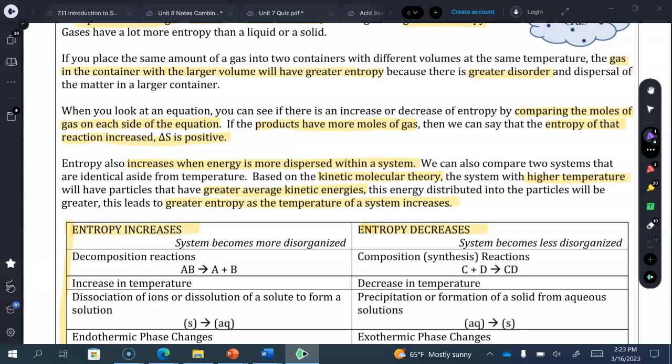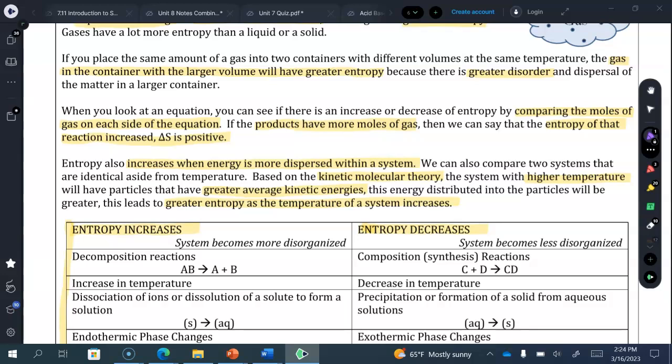When you look at an equation, you can see if there's an increase or decrease in entropy one way by comparing the moles of gas on each side of the equation. If the product side has more moles of gas, then we can say that the entropy of that reaction has increased, and delta S, or the change in entropy, is positive because you have gone to substances that are able to have a greater disorder, like gases.